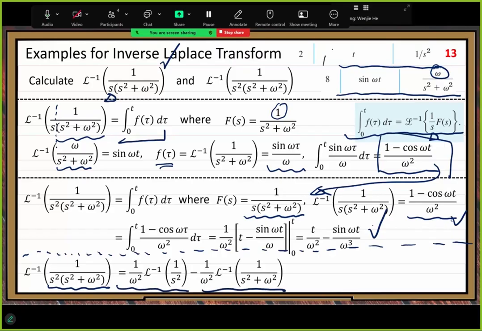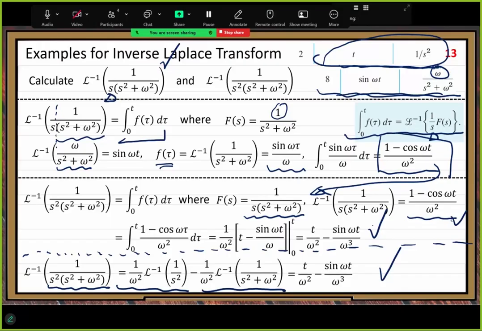The first term we can apply formula number 2. The second one we can apply formula number 8. So this is another way. You can see this way is simpler. We get the same answer, but much faster. So this second solution, you need to try to get used to.